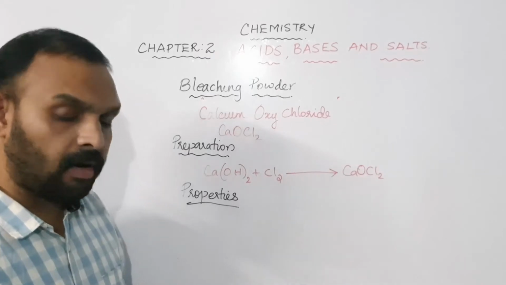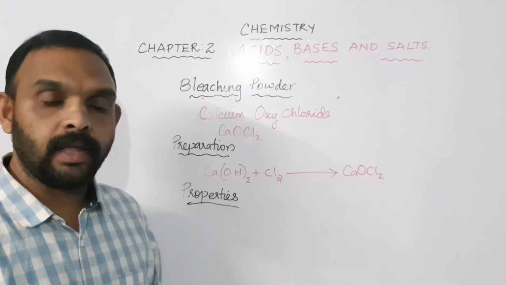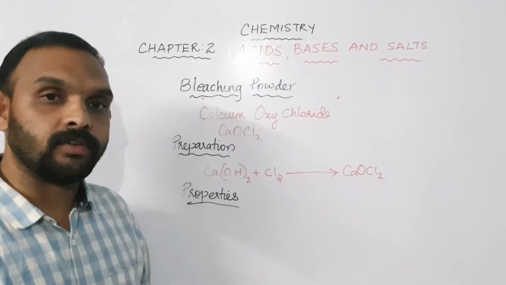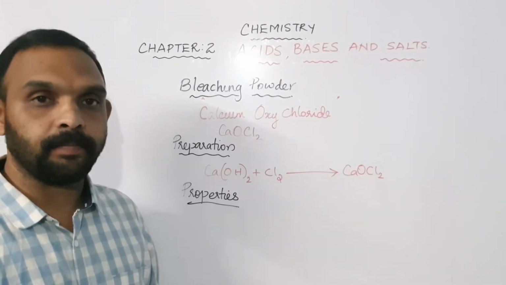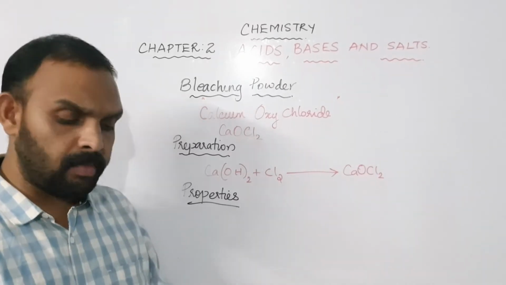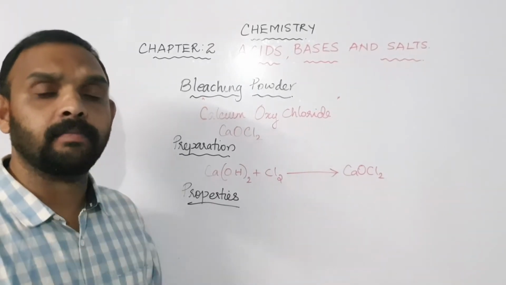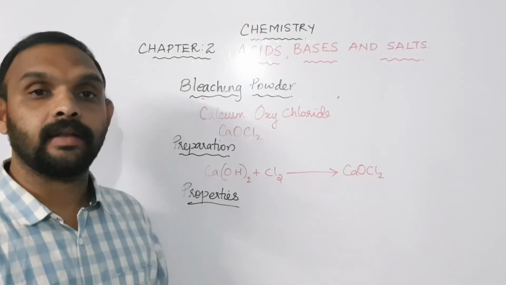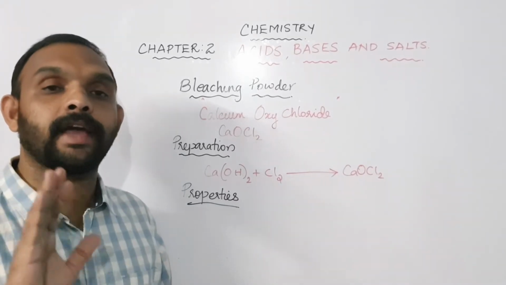The third one is important. If it is mixed in cold water, it will give a milky color solution. Do you know what is the reason? Because of the presence of free lime in it, it will give a milky color solution. Now its fourth property is that when it is exposed to air, suppose the bleaching powder cover is opened, what will happen? This bleaching powder will react with the carbon dioxide present in the air and it will slowly convert into calcium carbonate and the chlorine gas will escape.